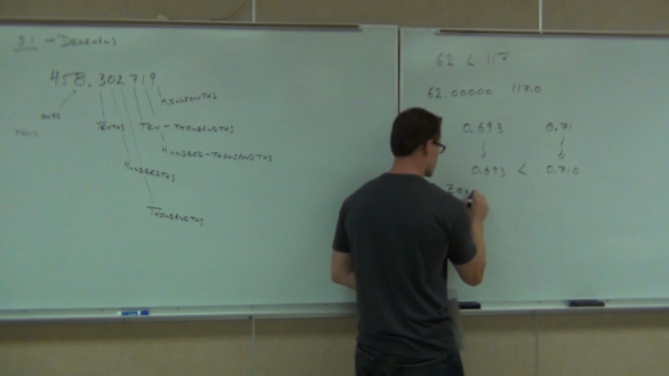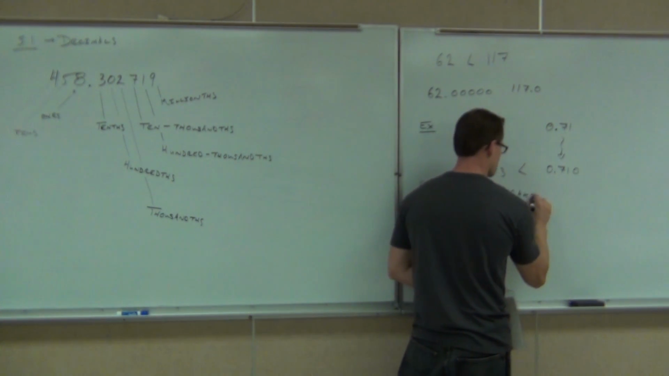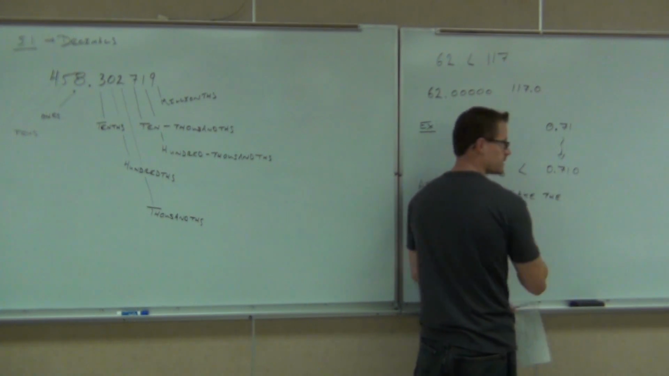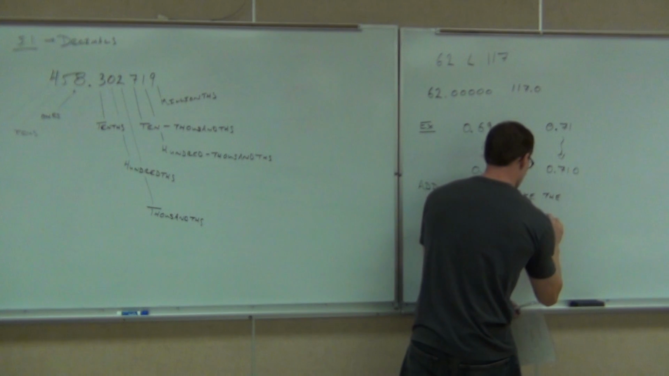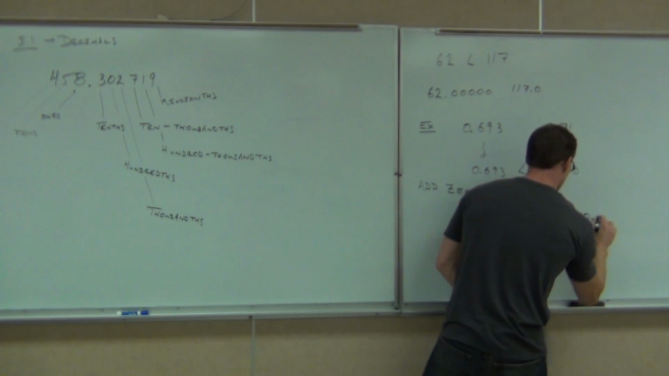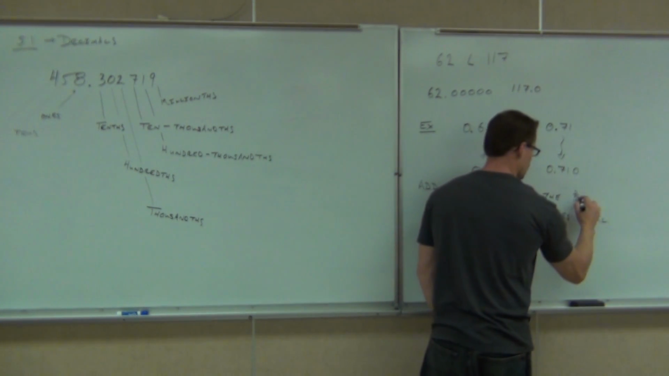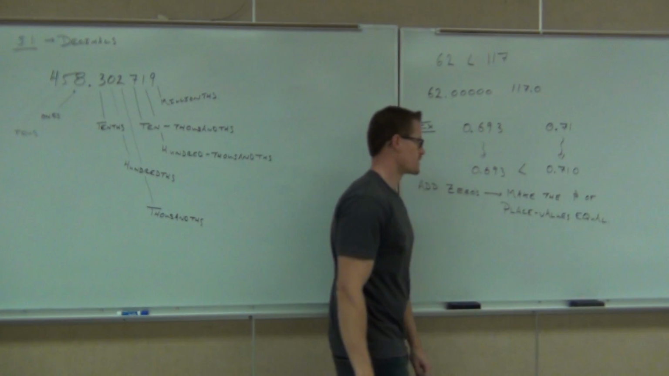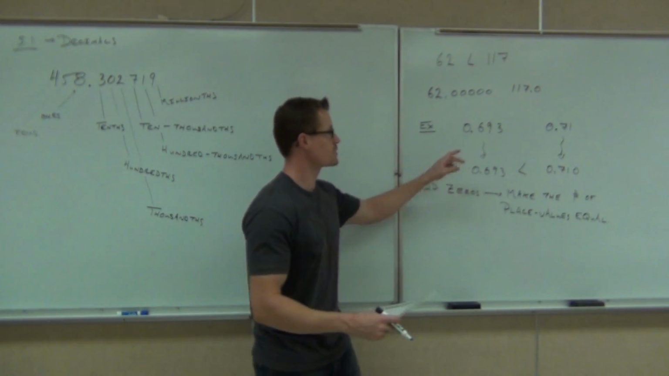So add zeros. We're going to make the place values equal. Make the number of place values equal. Add zeros, make the number of place values equal. Then you can just compare the actual values of those numbers.